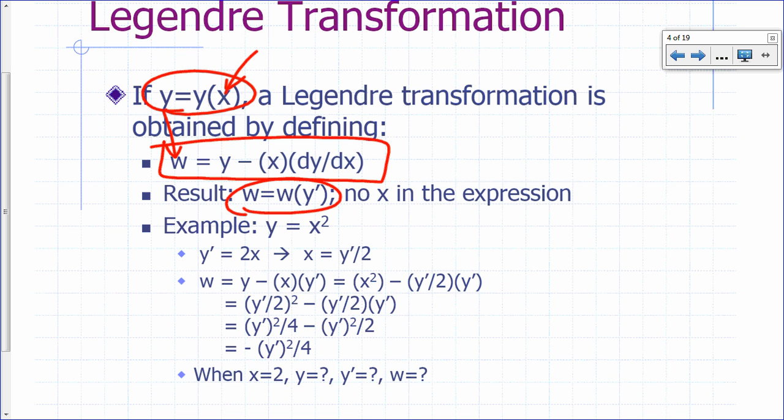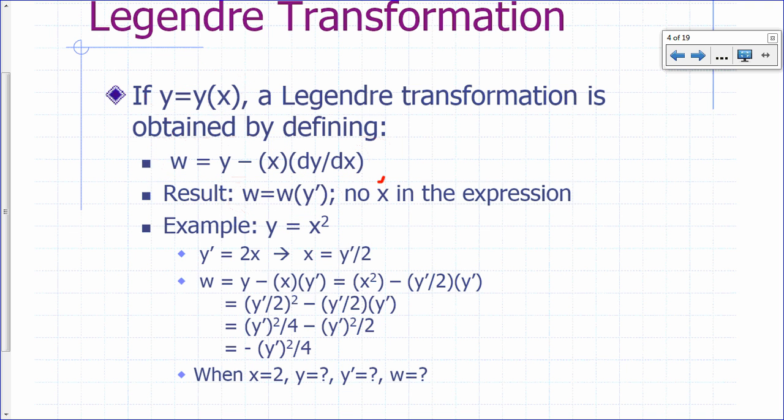So we define w as the original function y minus the variable you want to get rid of, which is x, times the derivative of y with respect to that variable you want to get rid of, with respect to x. Okay? So let's illustrate that with this example right here. Let's say y is equal to x squared. Okay? Let's say you don't want to deal with x for some reason. And so let's do a Legendre transformation.